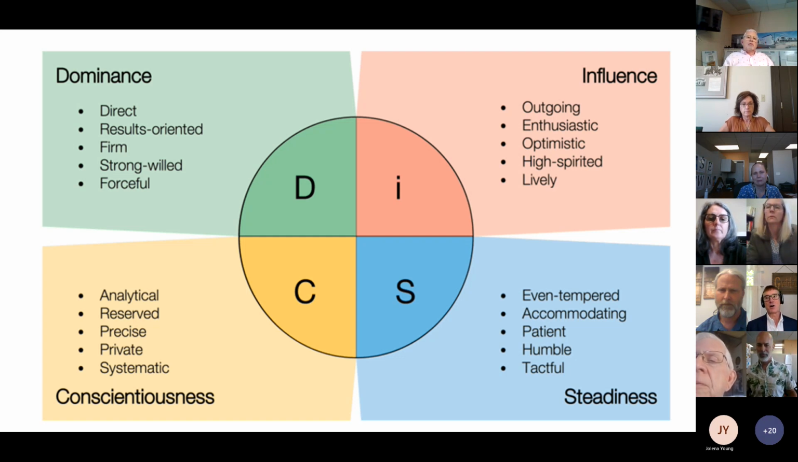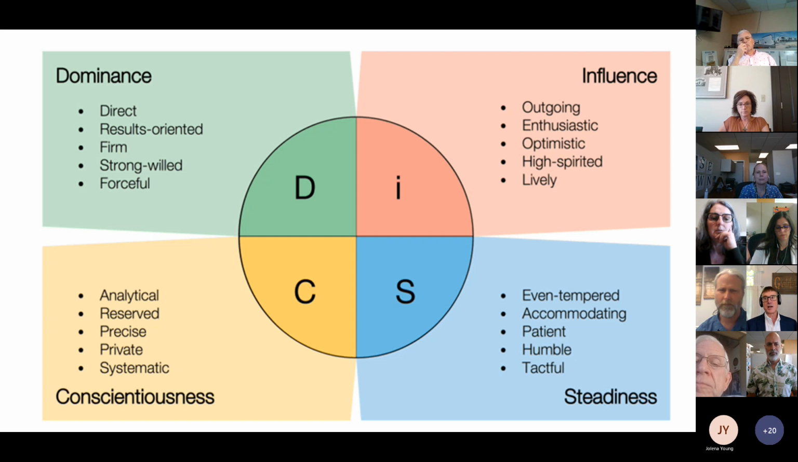If I am a strong I style and I am big, boom, boom, shake up the room, and yes, I have to get down and sit down at a spreadsheet, that's my stretch to go from I to C. If I'm a D, a dominant person where I tend to take charge, then I have to get in touch with my S side. So here's my advice for you guys.